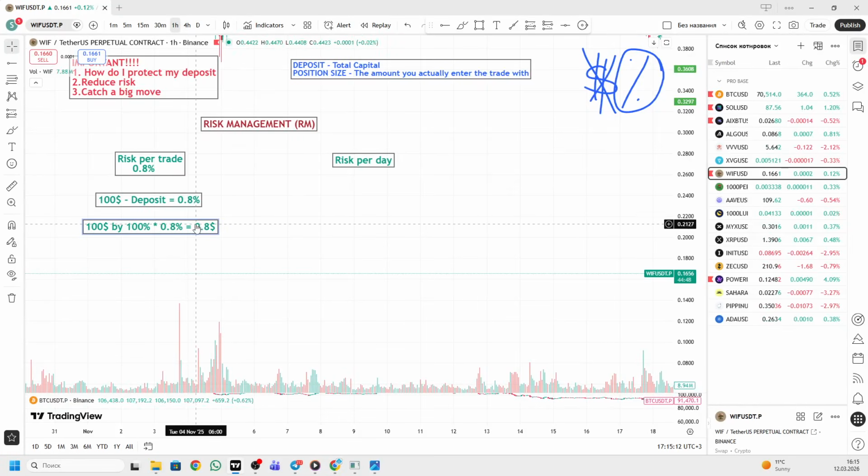Some people risk 5% per trade, but just think about this. Three losing trades in a row, and that's already 15% of the deposit gone. Out of $100, that's $15. That's exactly why we stick to 0.8% risk. It's a healthy, safe, professional risk level. Okay, don't hesitate to ask questions if you don't understand something, because you're going to trade under strict risk management, and this must be understood once and for all.